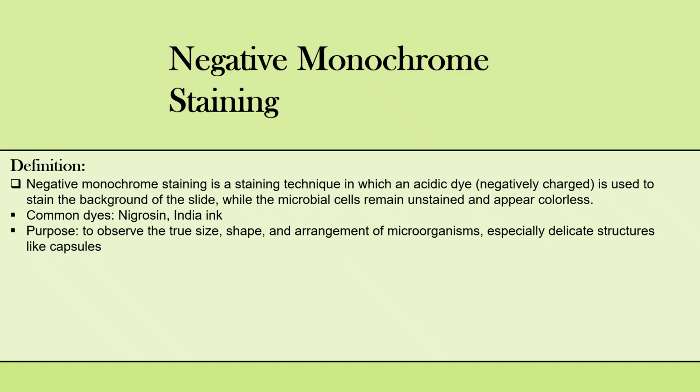Now, negative monochrome staining. Negative monochrome staining is a staining technique in which an acidic dye is used to stain the background of the slide while the microbial cells remain unstained and appear colorless. Common dyes are, for example, nigrosin and India ink. In this, only the background gets stained but the microorganisms remain colorless.